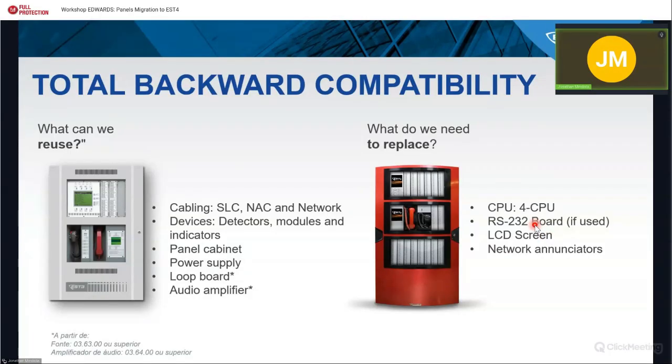You only have to gather all the information about the project. You must check your EST3 first. You only have to check if your EST3 has or doesn't have audio evacuation or maybe fire telephone. And then in the second step, you must check the version of the firmware of the loop cards, and of the amplifiers if the EST3 has audio evacuation, and you do the migration process. That's the only thing that you have to change when you want to migrate from the EST3 to the EST4.